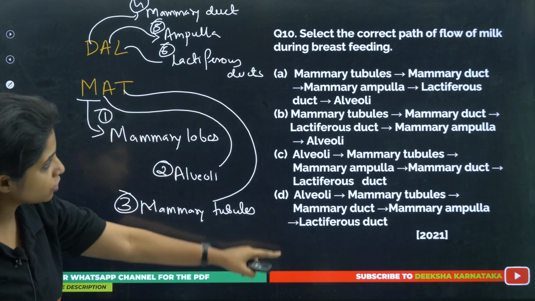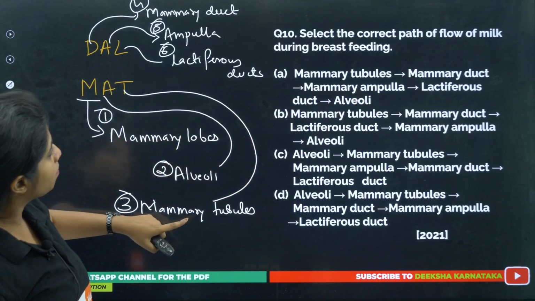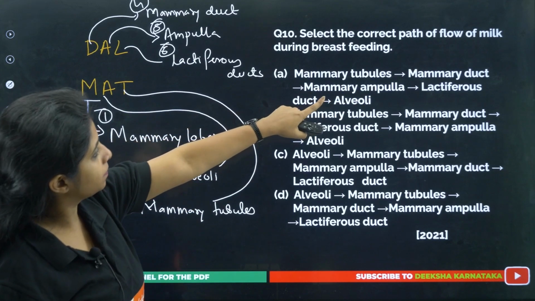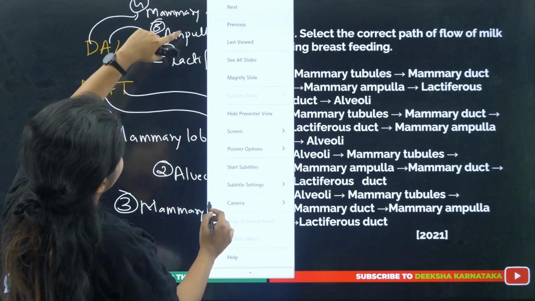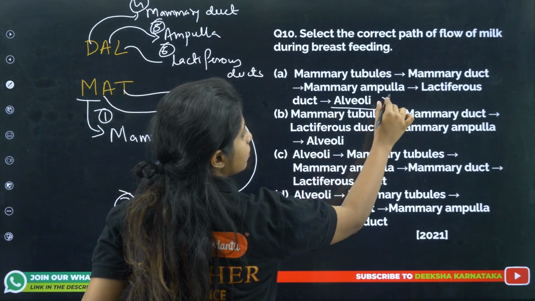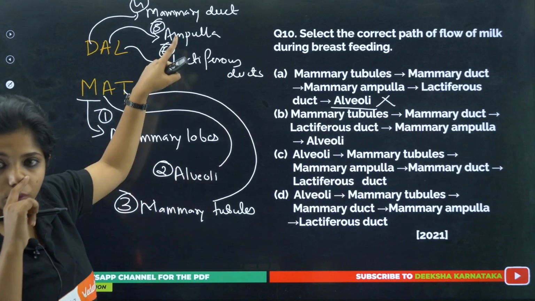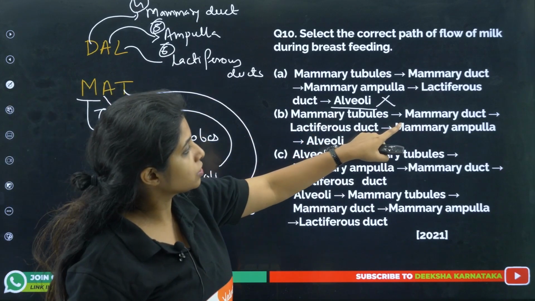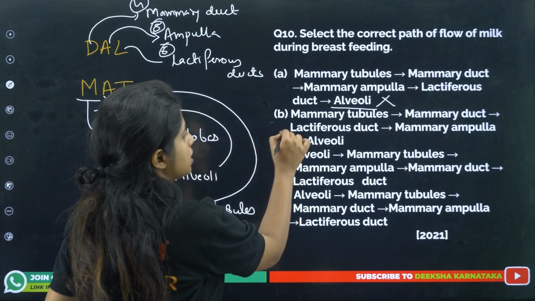Okay. Now let's see which is the correct option. So you have mammary tubules, then mammary duct, then ampulla, then lactiferous ducts, then alveoli. This becomes wrong because alveoli has to come first. Alveoli have to come first, then only things will be coming around, right? So mammary tubules, mammary ducts, and alveoli at the end. So I'll say this is wrong.